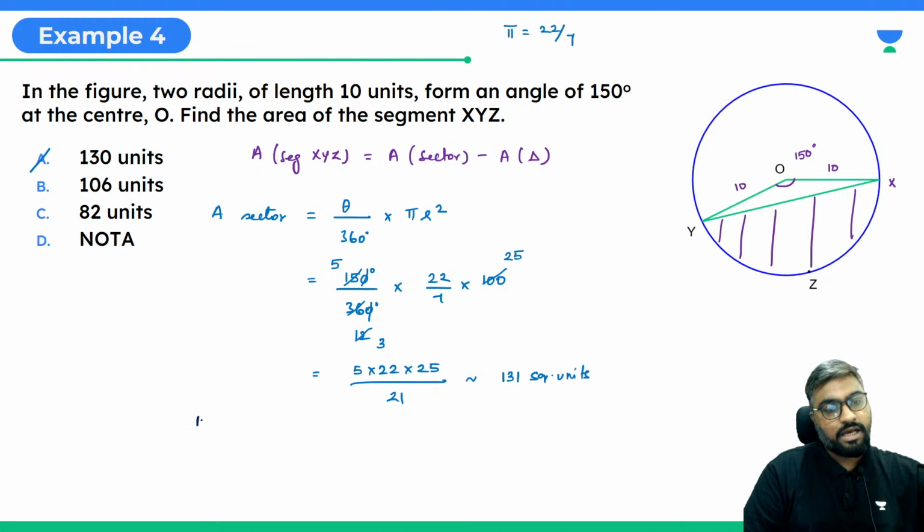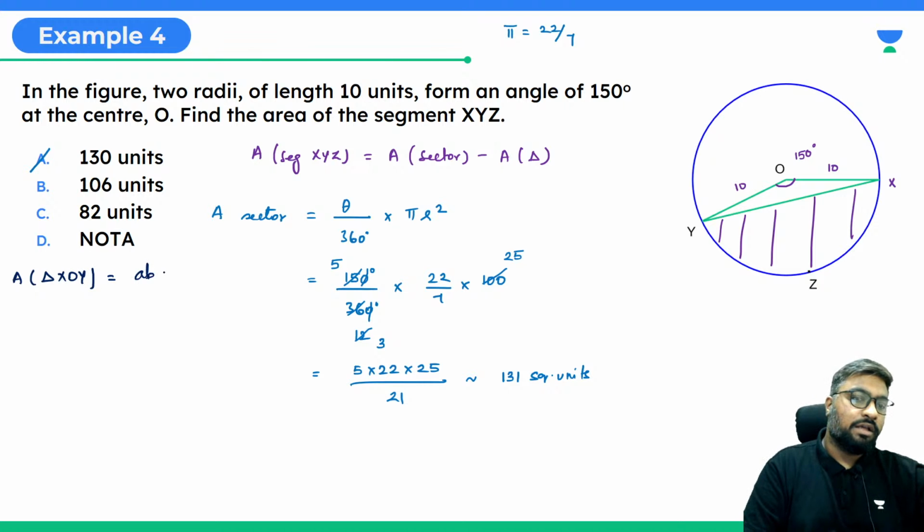So area of triangle XOY is going to be what? We can go for 1 by 2 AB sine theta. There's no other way. XY's length we don't know. We don't know the length of the perpendicular either. So we cannot find out the area unless we use AB sine theta.